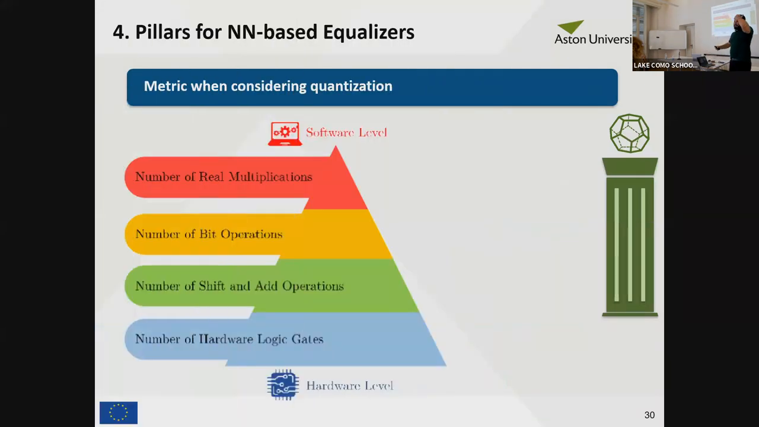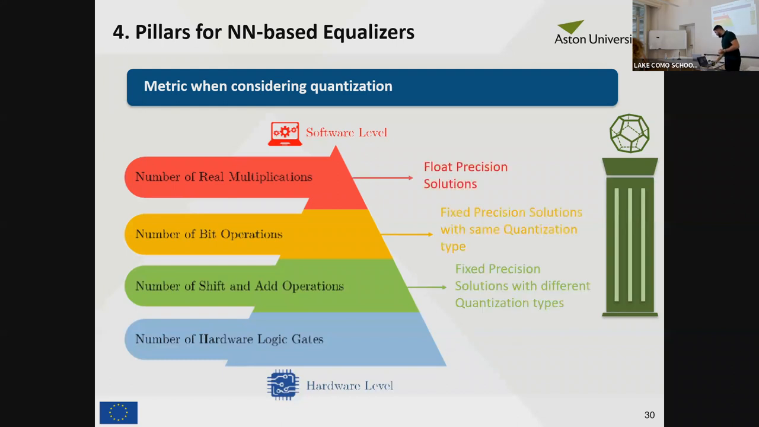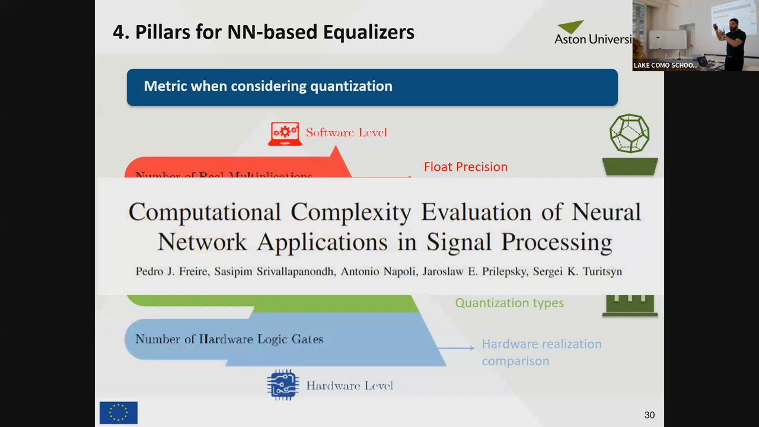So if you want to talk about computational complexity and implementation of neural networks, please come to talk to me or collaborate. I just want to highlight that we built this pyramid for researchers to guide them on which methods to use to evaluate their neural networks, depending on whether you are talking about a more software level or a hardware level. When you use quantization or different types of quantization, you cannot use multiplications anymore. You need to go to all those other metrics. And we computed all the equations for all those metrics for reservoir, and for a zoo of neural networks as well. Thank you so much. Sorry.